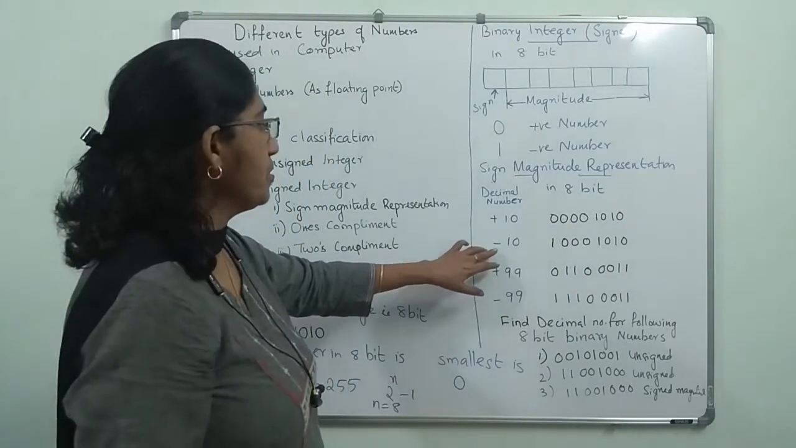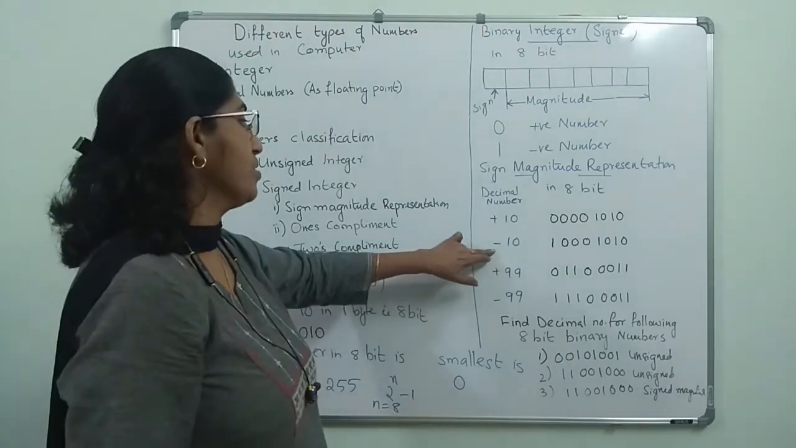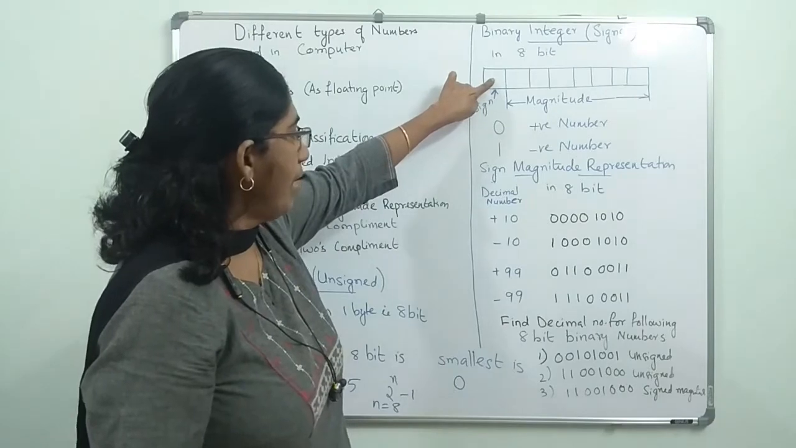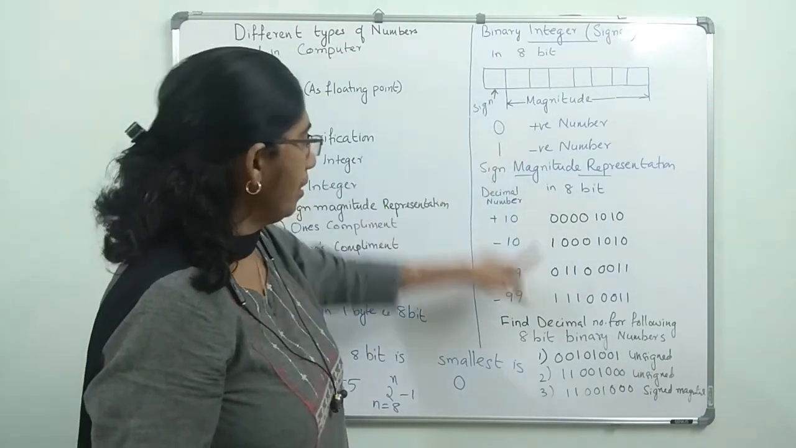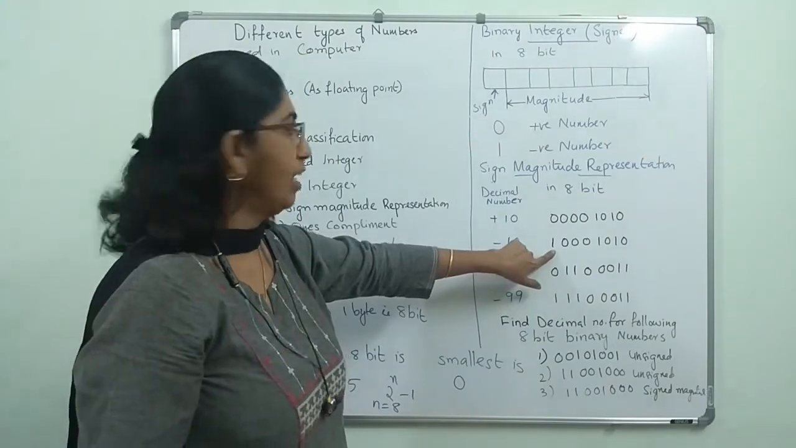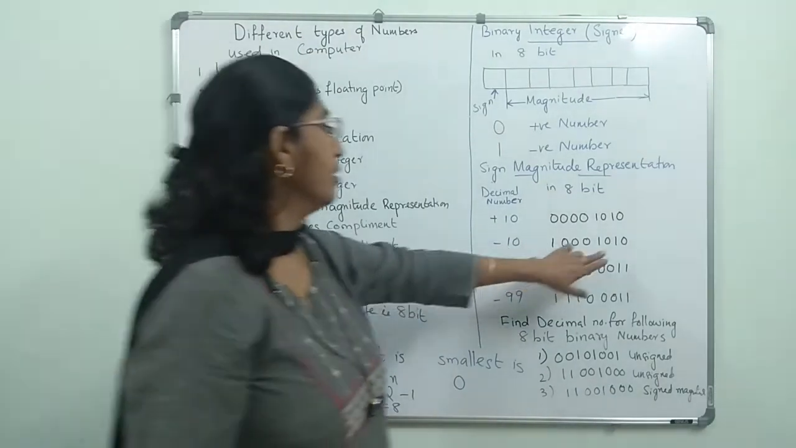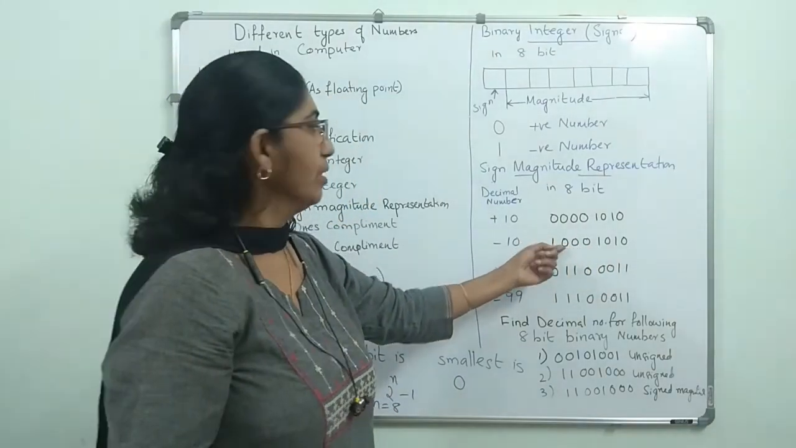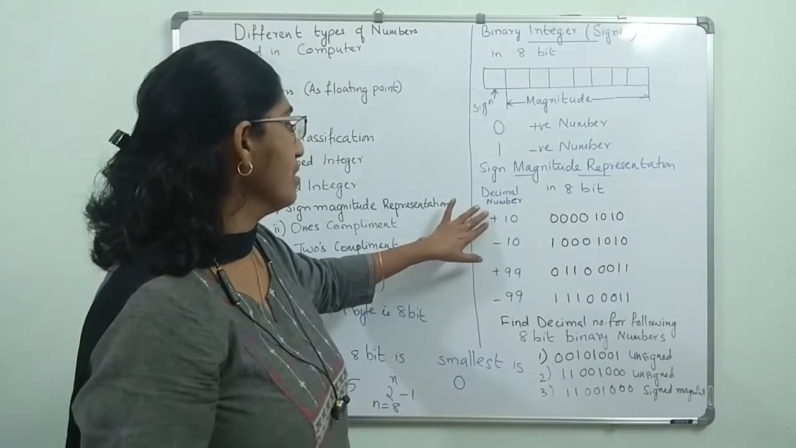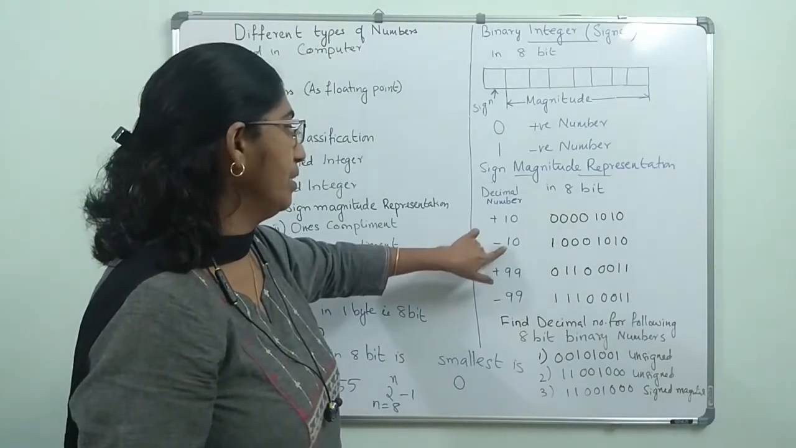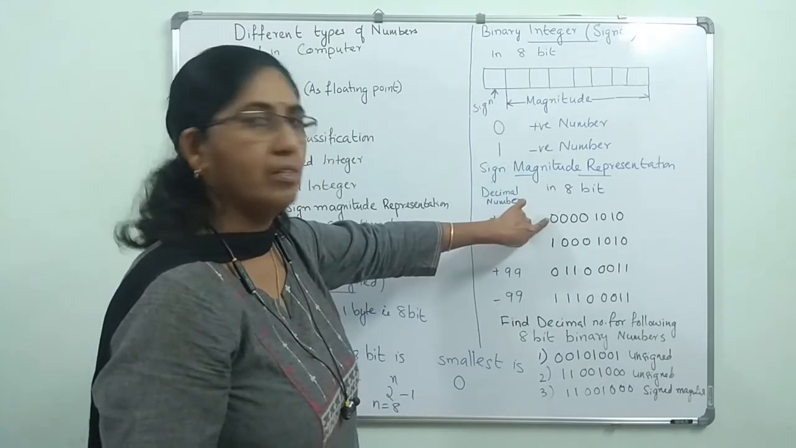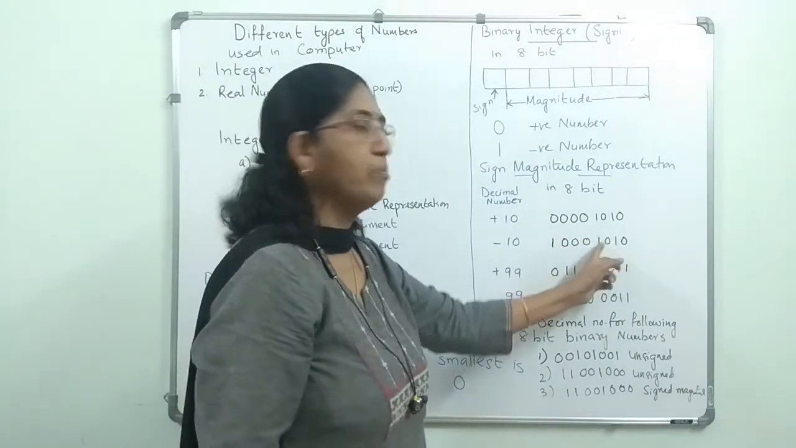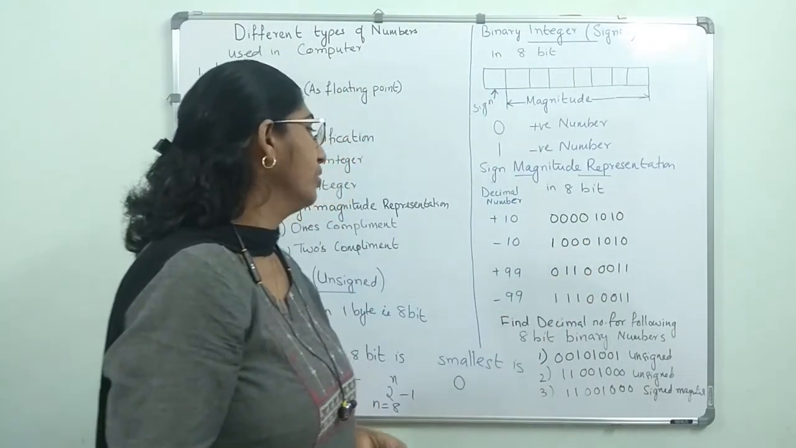Next, you have to represent a negative number. Minus 10 you have to represent. The number is negative, so the first place you will have value 1. Then 10 is represented by 1010. All the rest you keep as 0. So here the only difference is the sign value. For positive integer and negative integer, only the first bit differs: this gives the positive value, this gives the negative value. This part remains the same. The magnitude part does not change.